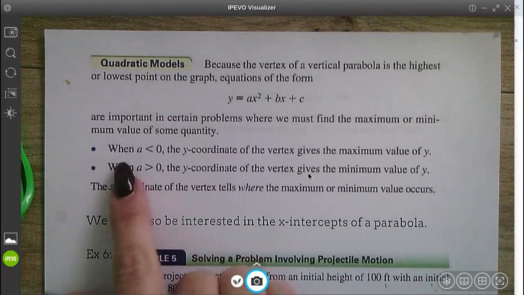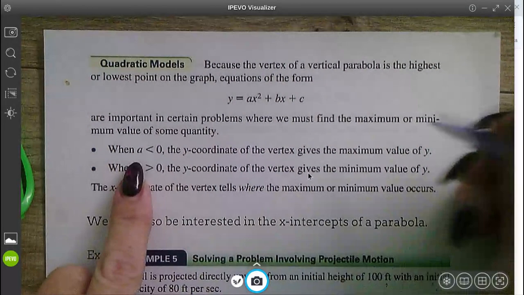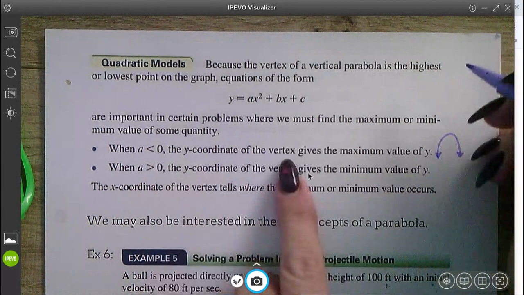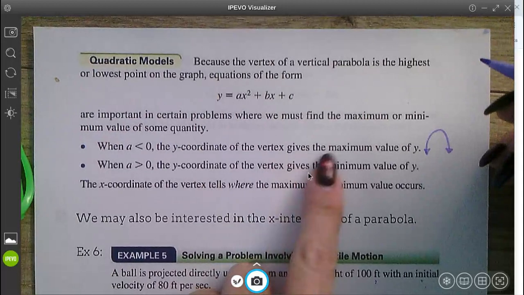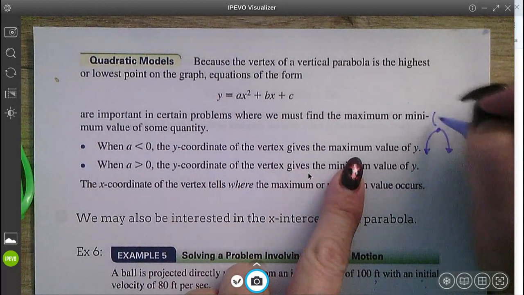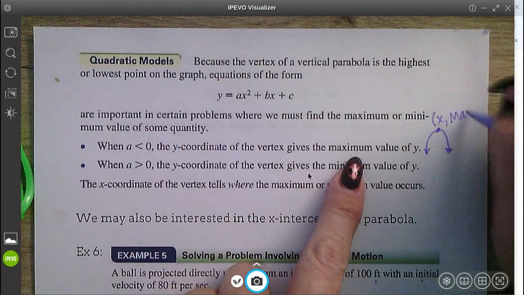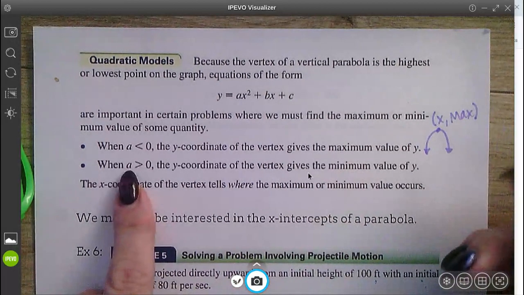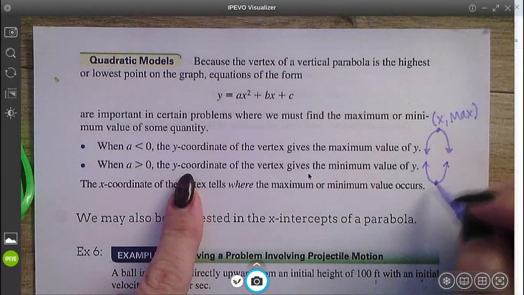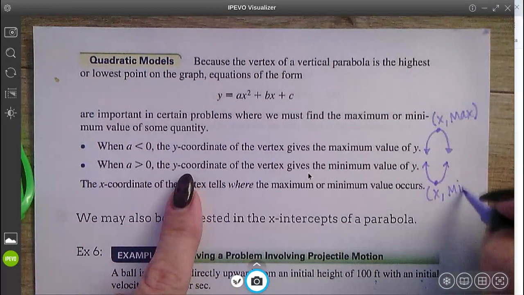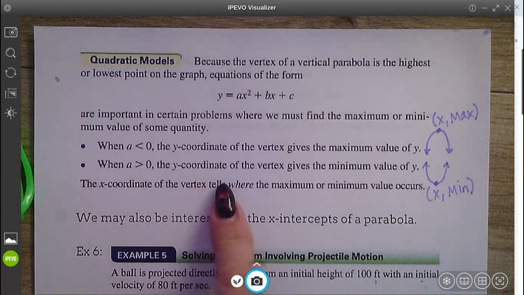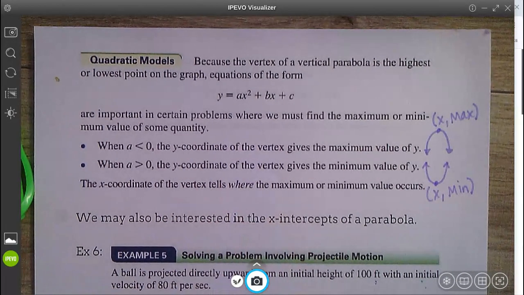So remembering that when a is less than 0, the parabola opens down, the y-coordinate of the vertex gives us the maximum value of y. So here we are going to have an x value, and then that is going to be the maximum value. But when a is greater than 0, the parabola opens up, and the y-coordinate is going to give us the minimum value of y. The x-coordinate of the vertex tells you where that happens, so that is also going to be important.